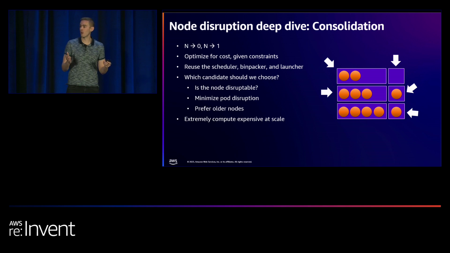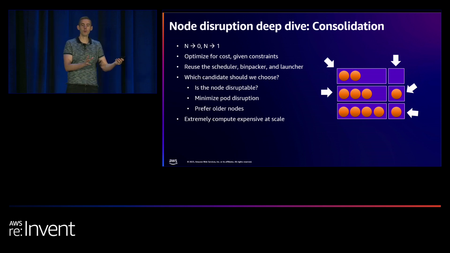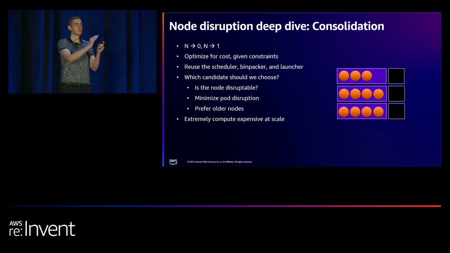Obviously, this is a gross oversimplification. There's a lot of pod constraints going on here. Again, volume topology, host ports, all those things are part of that simulation algorithm. In this case, we were able to consolidate those 3 nodes on the right and move those pods over to the existing capacity on the left.